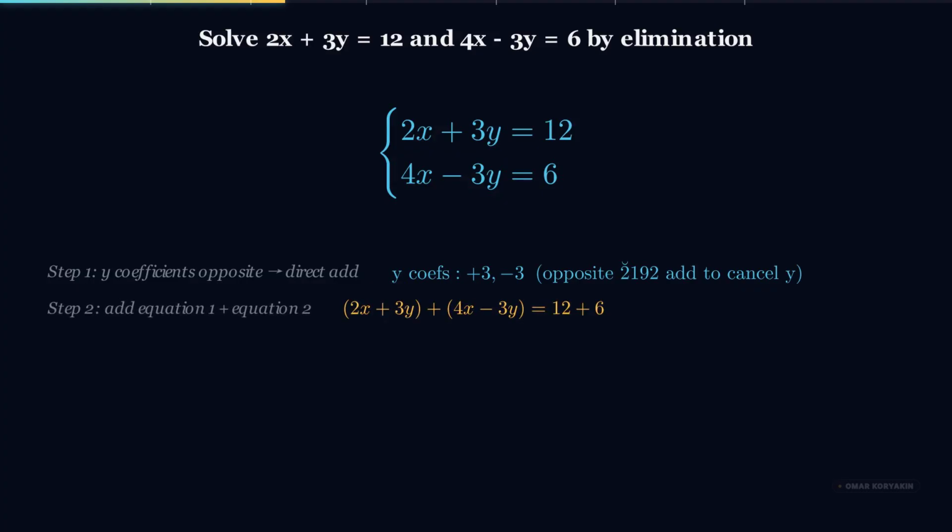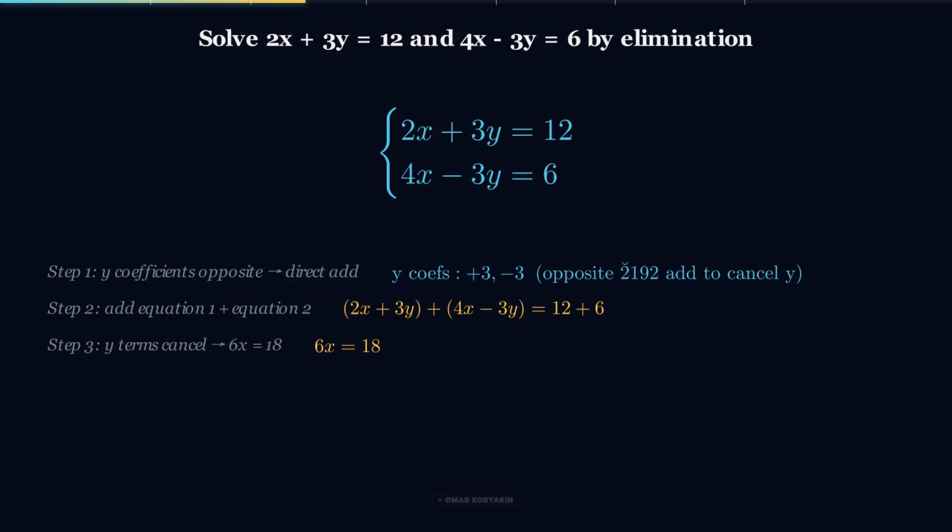Step 2. Check coefficients. The y coefficients are plus 3 and minus 3, exactly opposite. Direct addition will cancel the y, no multiplication step needed. Step 3. Add the two equations. Left side: 2x plus 3y plus 4x minus 3y equals 6x. Right side: 12 plus 6 equals 18. So the combined equation is 6x equals 18.